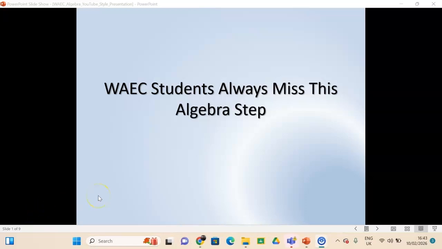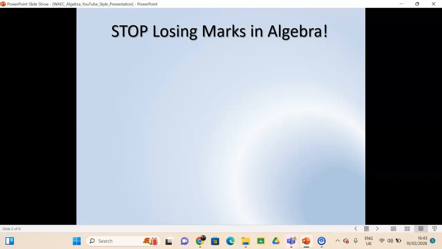You will never believe that WAEC students always miss this algebra step. It looks very simple, but a lot of students have actually missed this particular step in their exams. So let's watch out for this. Now this can actually make you lose some marks.